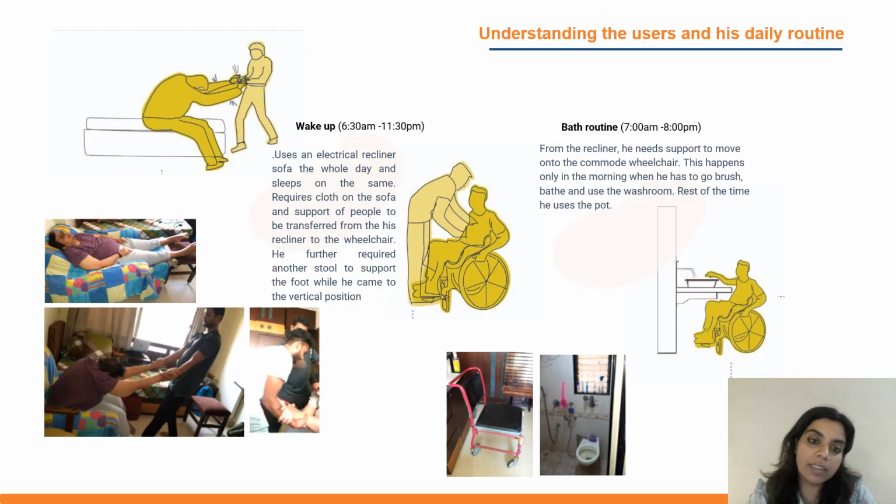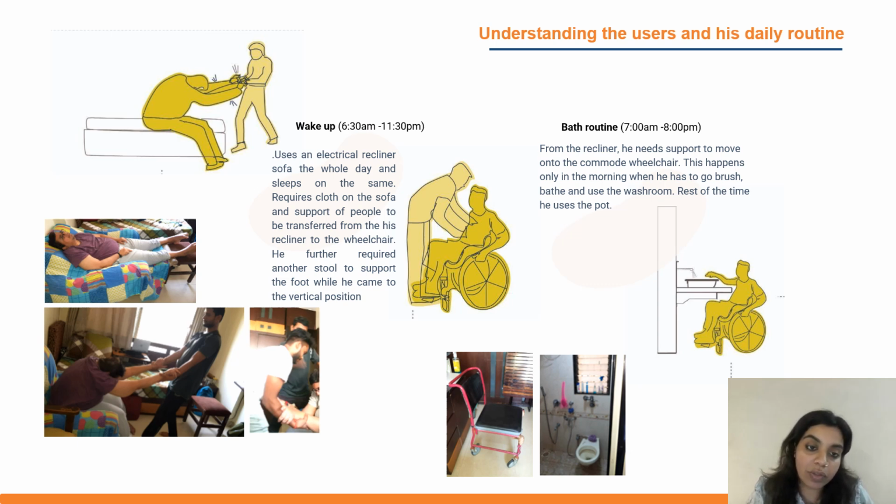So our team started this journey by understanding his daily routine. Well, Mr. Vinit Shetty used an electric recliner sofa the entire day, as you can see in the first photograph. And he would sleep on the same because the transfer to the bed would be very, very inconvenient for him. And over the years, since he used the recliner, the spine had gotten a little bit inclined, which made it even more difficult for him to get completely inclined on a bed. So he needed a slight elevation.